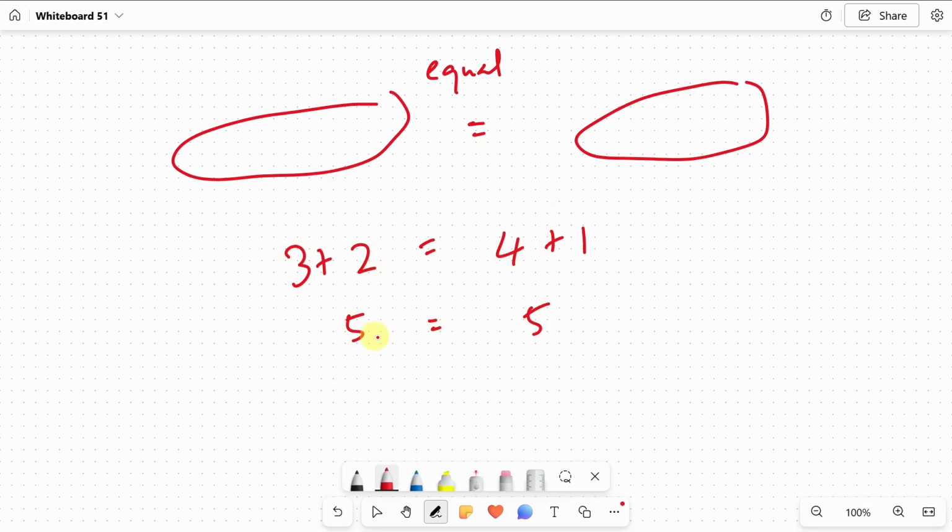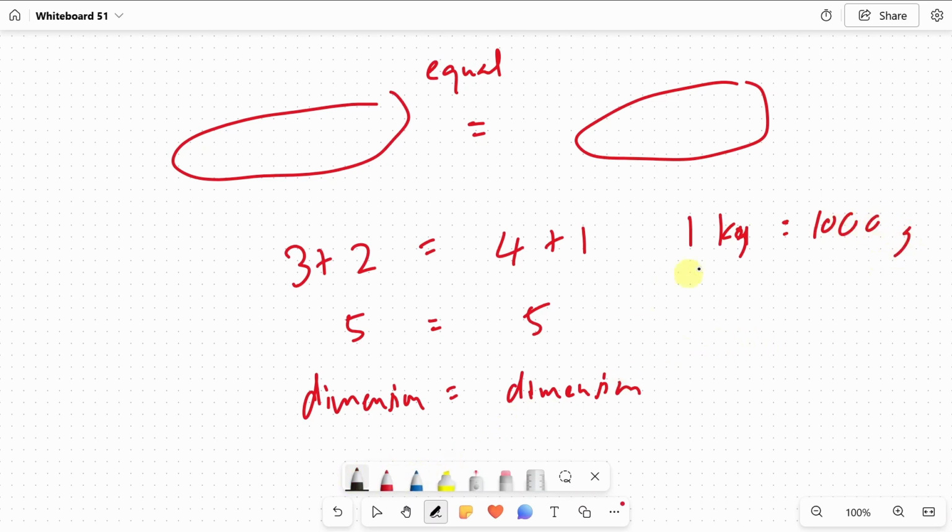But not only the value needs to be equal, the dimension needs to be equal on both sides too. All right? The dimension needs to be equal on both sides. The unit does not need to be equal. For example, 1 kilogram is equal to 1000 gram. So the unit does not need to be equal because the left side and the right side of this equation is still correct. It's still equal. The 1 kilogram equals to 1000 grams.